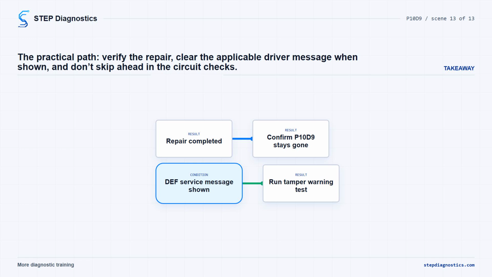The takeaway on P10D9 is simple. Verify the heater current first, then use the ordered circuit checks to separate a wiring fault, an A38 heater issue, and a possible K115 control module fault, without jumping ahead.